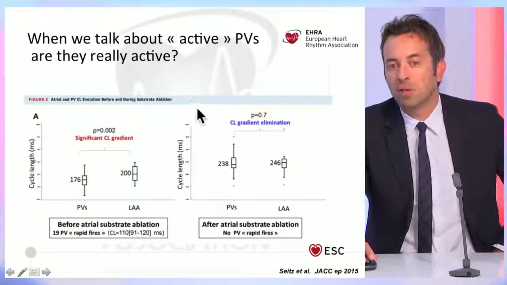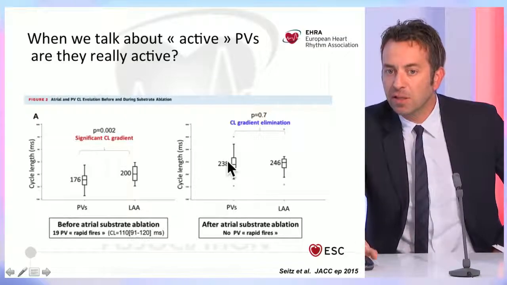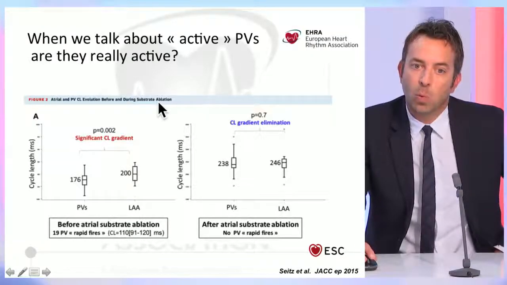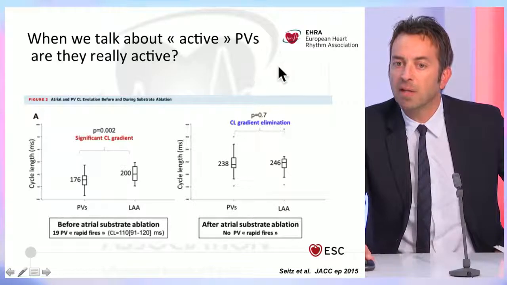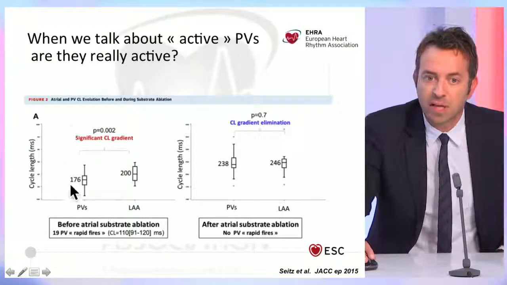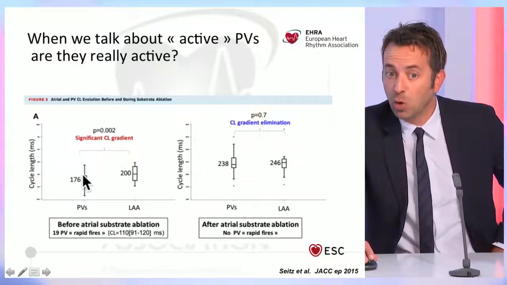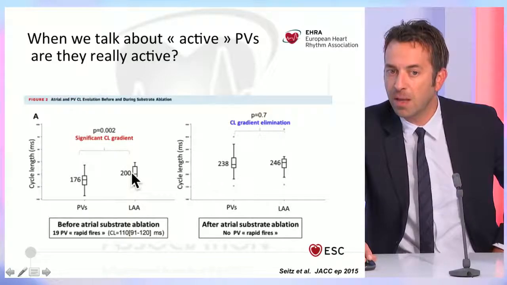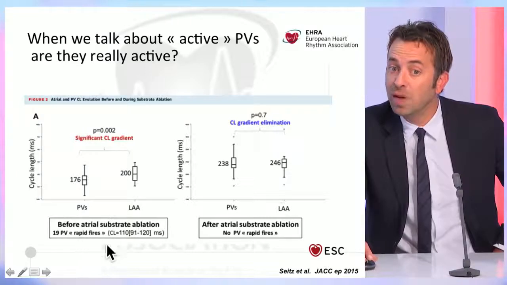So let me show you another very important piece of data. When we talk about active PVs, are they really active? In this study that we recently published in JACC EP, we performed the same mapping in the pulmonary veins and in the left appendage, before ablation and during substrate-based ablation without PV isolation. You can see here that in this patient, we could imagine that the pulmonary veins were active in AF perpetuation with a shorter cycle length than recorded in the left appendage. We also observe very rapid activity with rapid fires, 110 milliseconds, recorded inside the veins. So we believed at this time that we had drivers inside the veins.